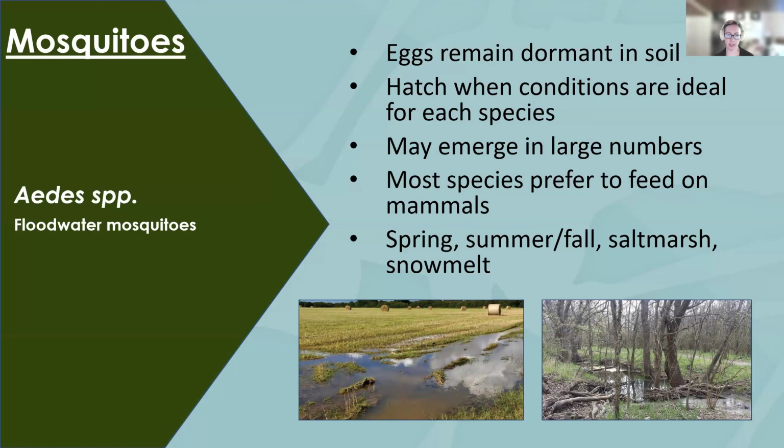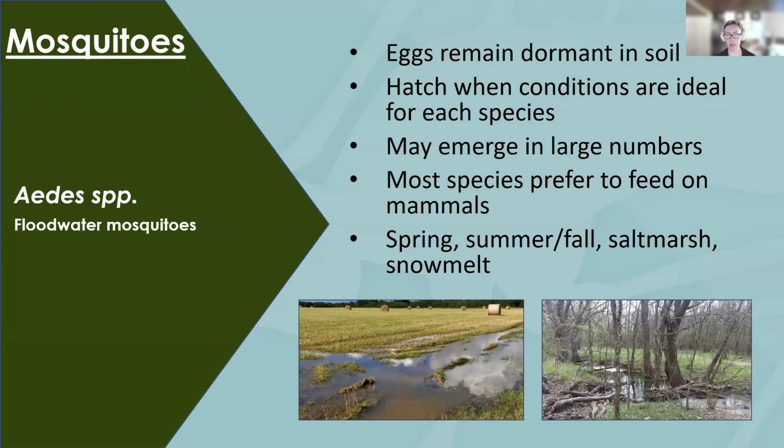Most of these floodwater Aedes prefer to feed on mammals, and they all tend to be fairly aggressive biters of people. So some of them are springtime floodwater Aedes. For example, in my area, we have a lot of Aedes increpitus that develop in low areas in fields and woods where water has accumulated from spring rains. But there are also summer and fall floodwater mosquitoes. There are mosquitoes that specialize in developing in brackish water on the coastal salt marshes.